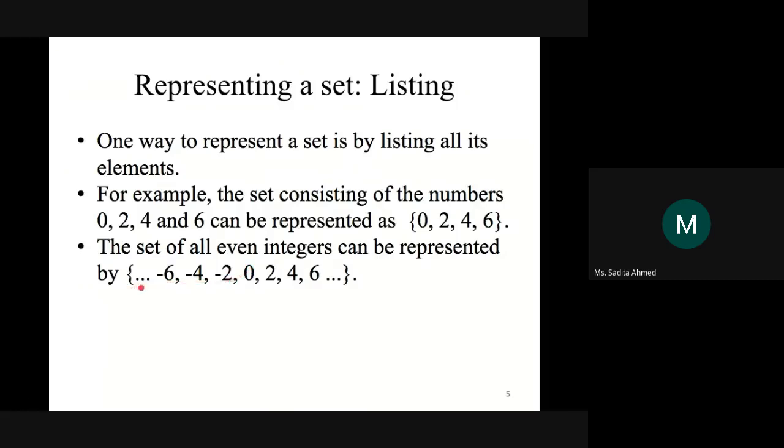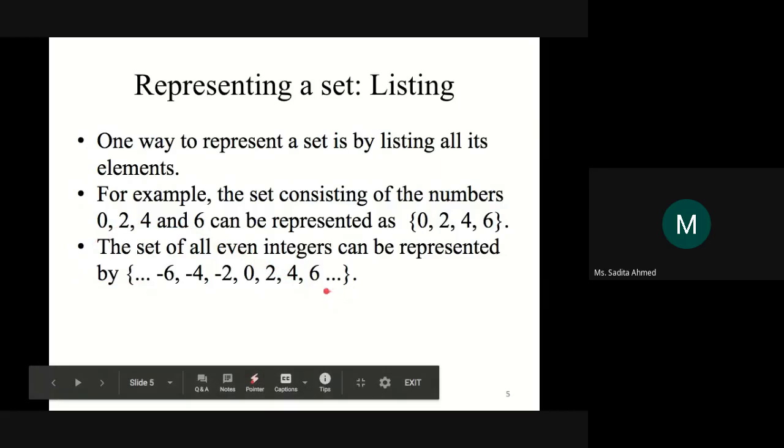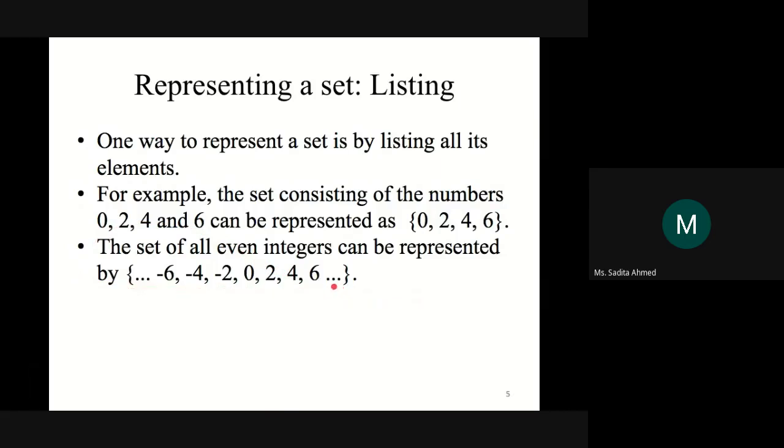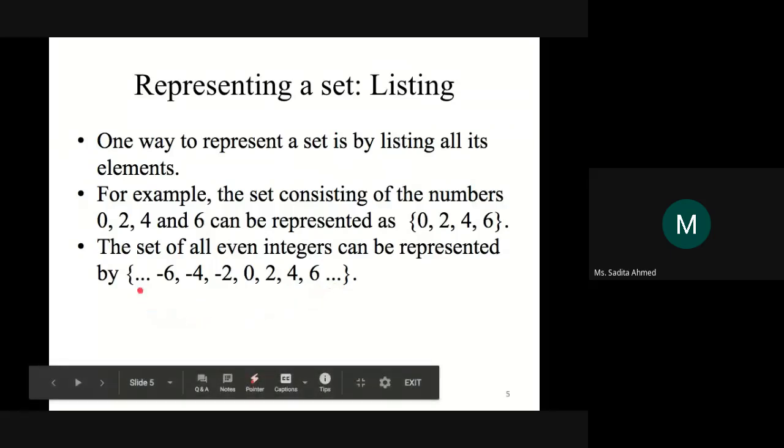And what are these dot dots to the left and the right? It means that all the even integers preceding -6, and all the even integers after +6 are also there. So the dot dots represent that continuation, basically. Continuation from before, continuation after, on both sides.